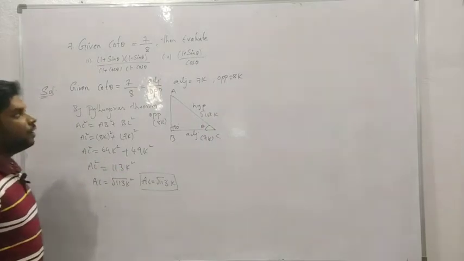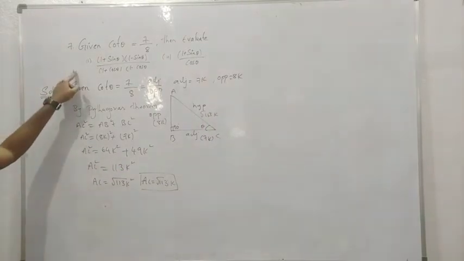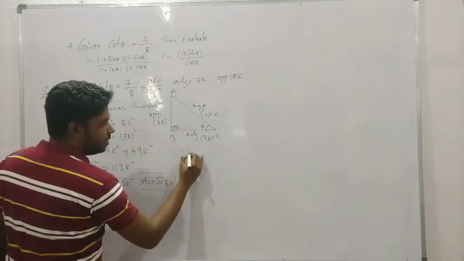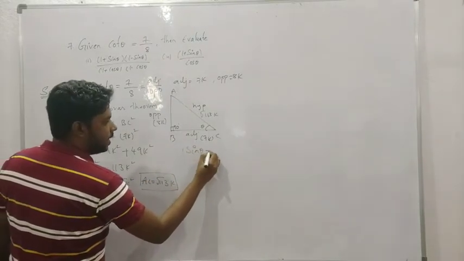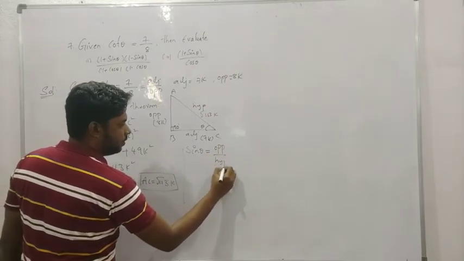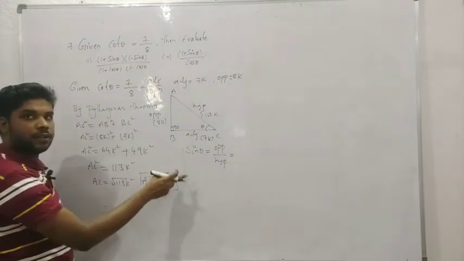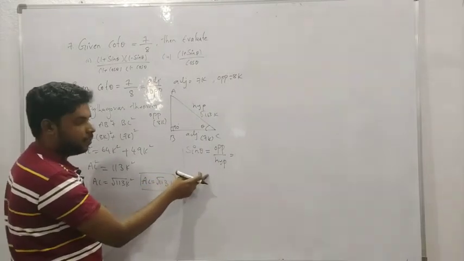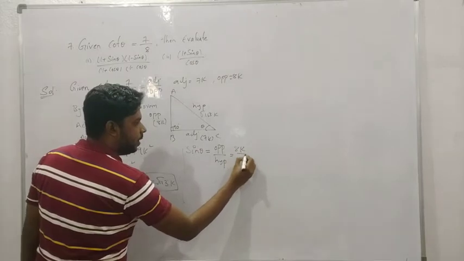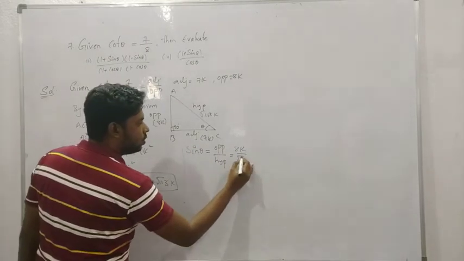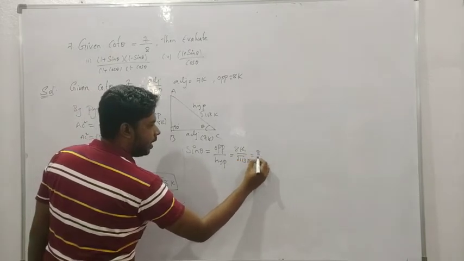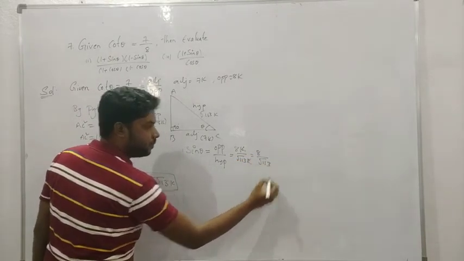Now we have to find first (1 plus sin theta) into (1 minus sin theta). First we will find sin theta. What is the formula for sin theta? Sin theta is equal to opposite divided by hypotenuse. How much is the opposite? 8k divided by hypotenuse, root 113k. K gets cancelled, which is equal to 8 divided by root 113.